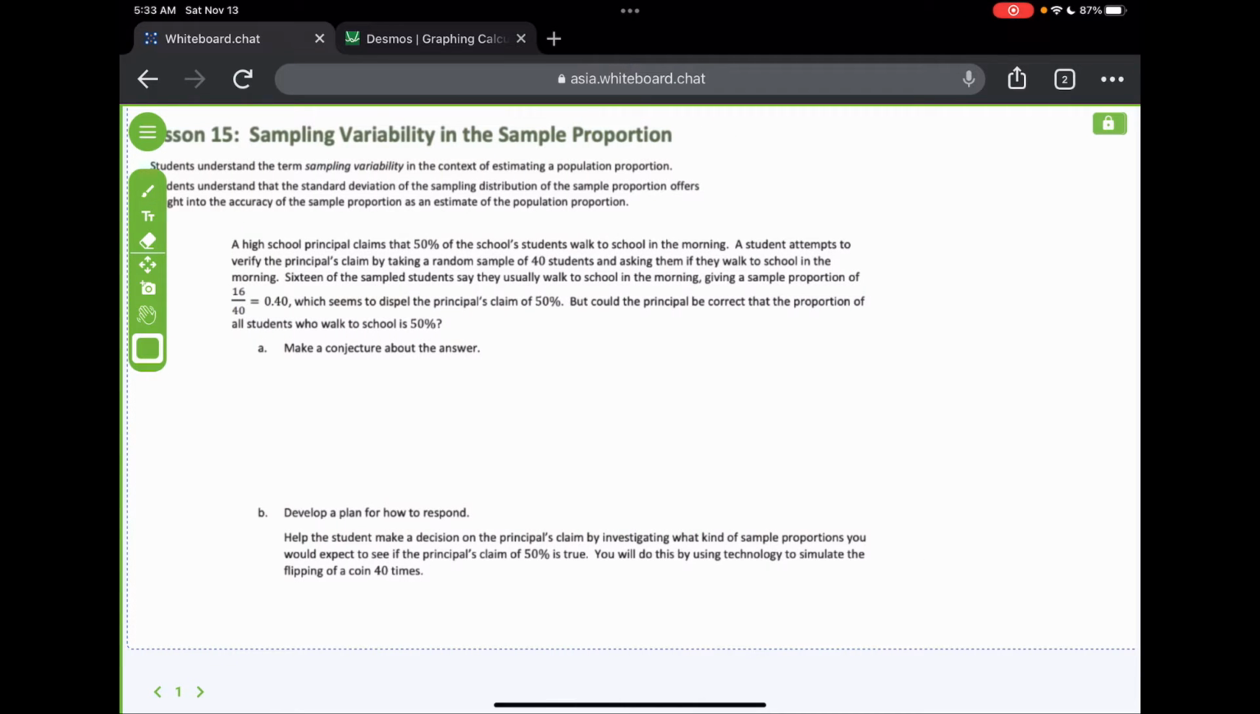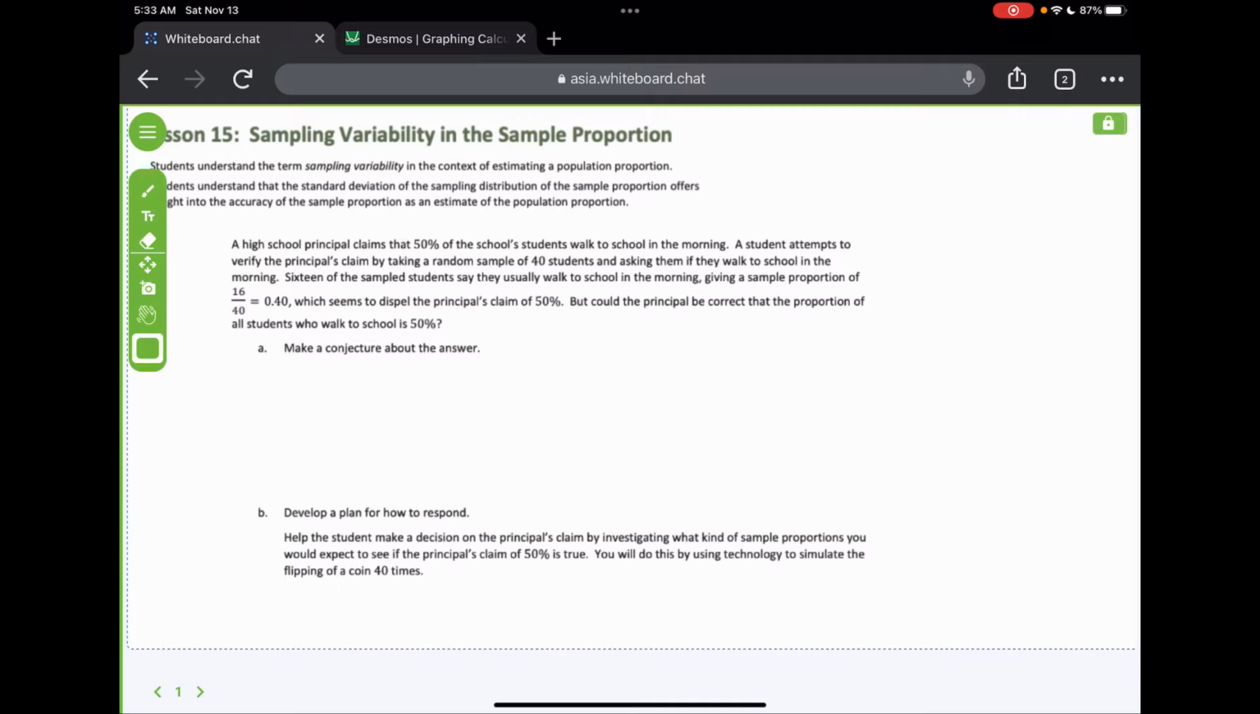Remember that a sample proportion should represent the population. So we can use sample proportions to estimate the population proportion. We can't get it exact, but we can use it as an estimation. So let's go ahead and get started here.